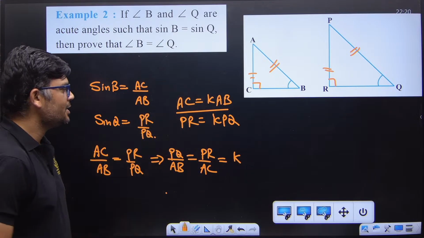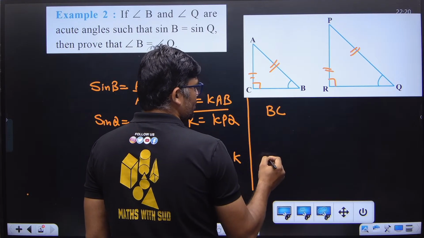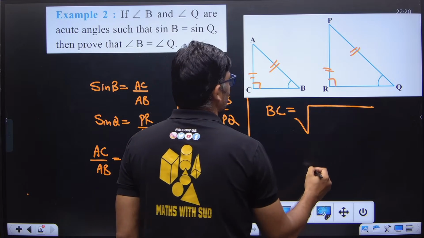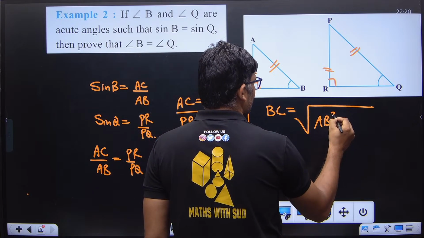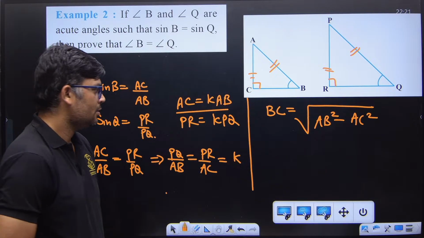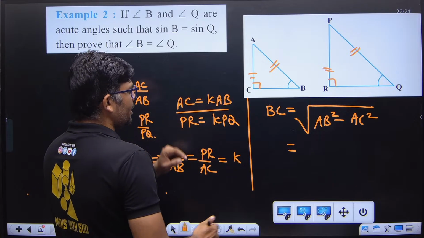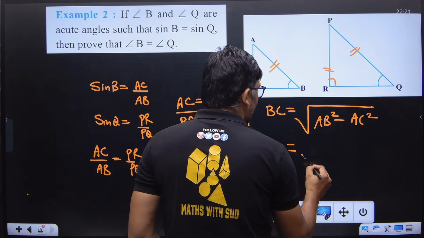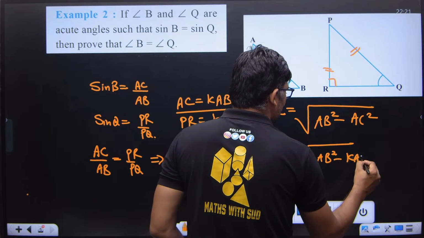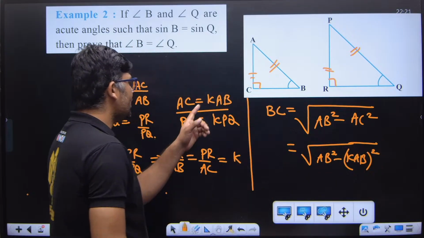Let us find the third side. If I ask you what will be the third side, BC, I have a Pythagoras triplet. I can say BC will be equal to the square root of AB square minus AC square. So AB square, and AC I can write as KAB. So I can write it as AB square minus KAB whole square. Instead of AC, I have written KAB.